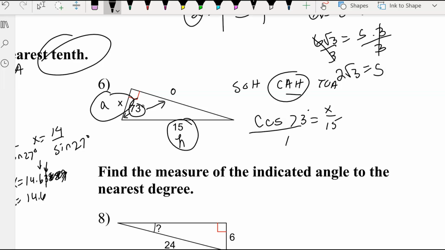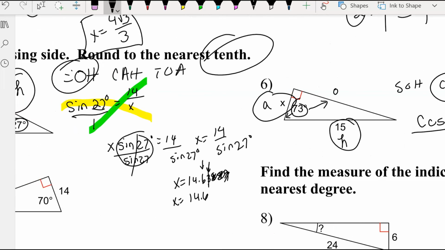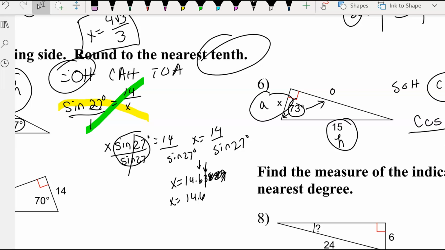Turn it into a fraction. You've got 15 cosine of 73, and this one we don't have to do anything but type it into the calculator. You're going to get 15 cosine 73. Make sure your calculator's in degrees. You should get, oh no, I just got a negative number, which means my other one is probably wrong too. Alright, so let's put this one back in degree mode. There we go.